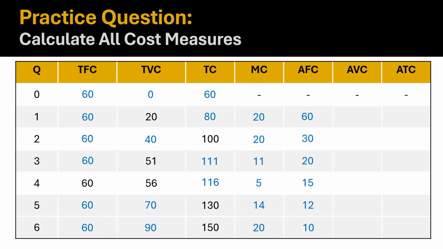Then you have AVC is equal to TVC divided by Q. So use the TVC values we just found and we get these answers. Then when we look at ATC, it is nothing but TC divided by Q, or you can also cross check using ATC is equal to AFC plus AVC. This is a great way to avoid any type of silly mistakes.